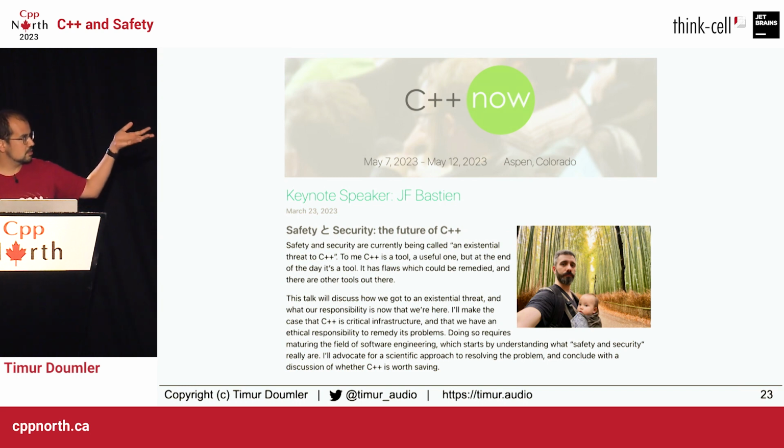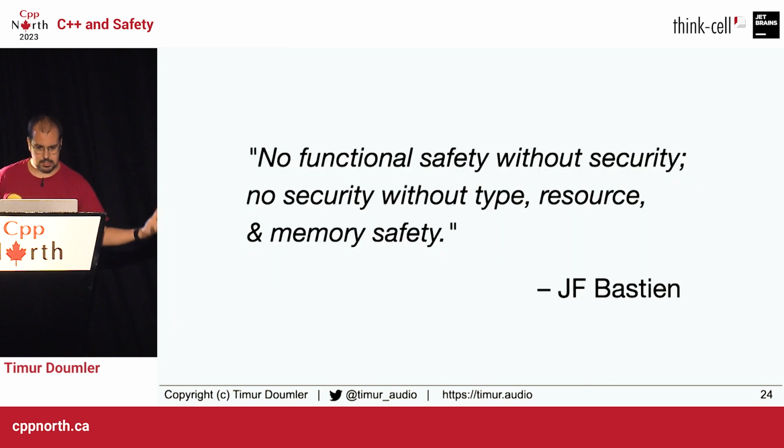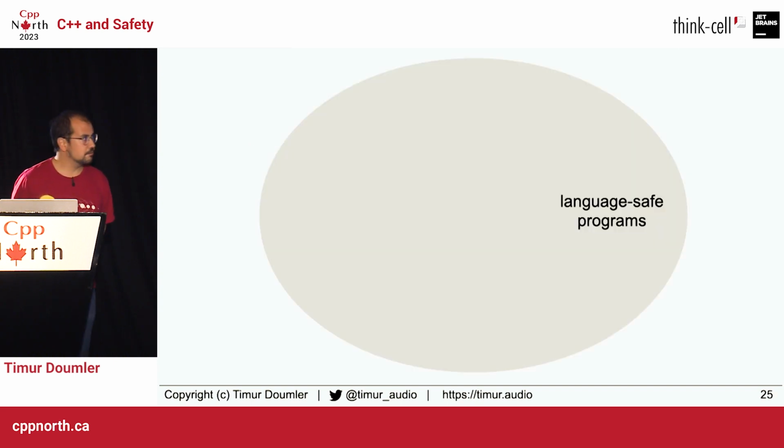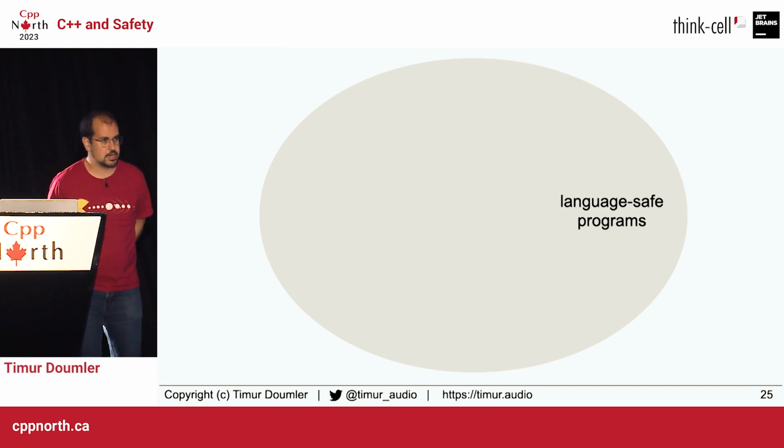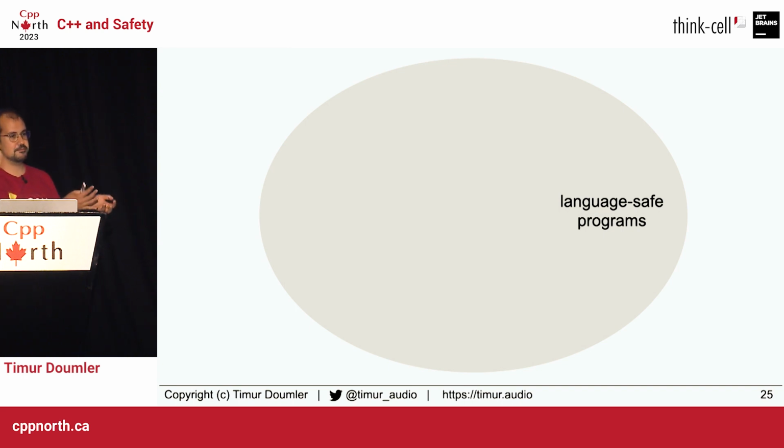So there was this keynote, among the many talks that have been given this year about the topic of safety and security, from C++ Now, a conference in May this year, by J.F. Bastien. J.F. Bastien said: no functional safety without security, no security without type, resource and memory safety. So that's kind of the freedom from undefined behavior that we just saw. So we can say that there is this set of language-safe programs, programs that don't have undefined behavior. In a language like Rust, this will be all Rust programs. In a language like C++, it's going to be some subset of C++ programs, the ones that don't have UB.